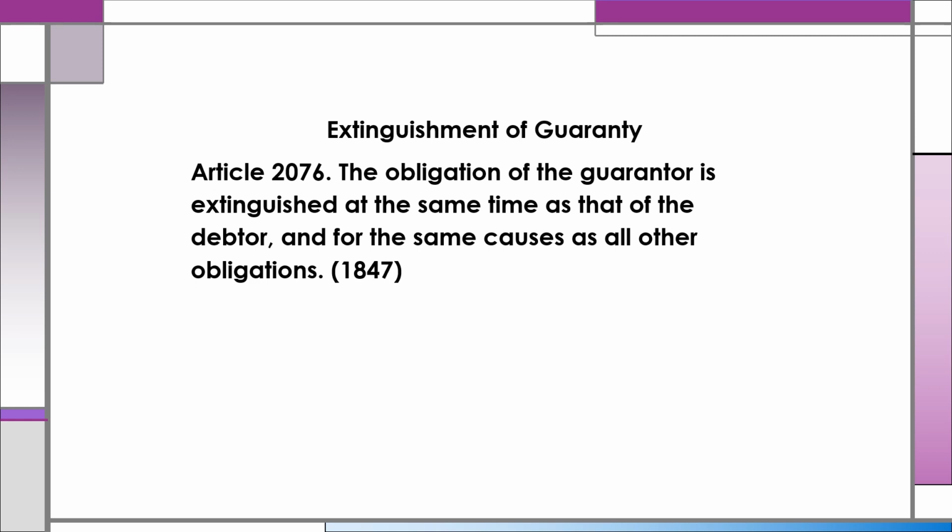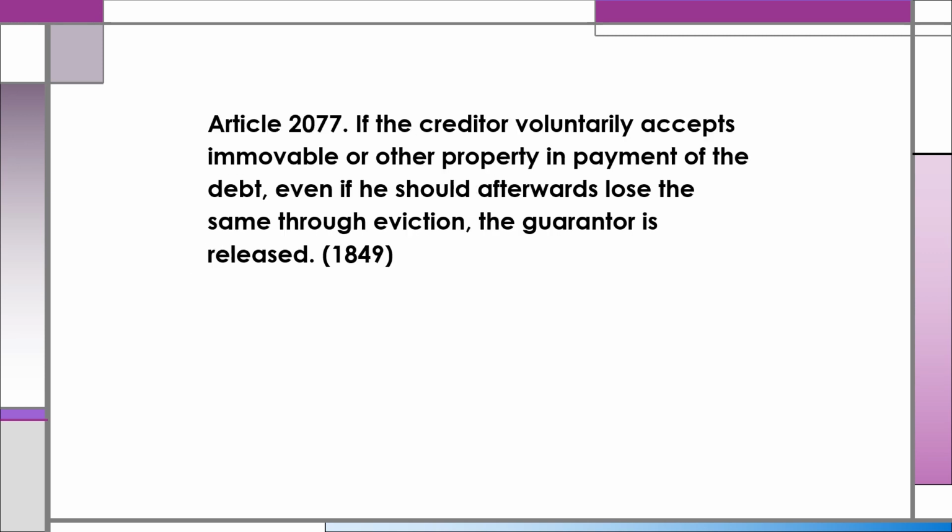So the other ways of extinguishing an obligation under the law are loss of the thing due, condonation or remission of the debt, confusion or merger of the rights of the creditor and debtor, compensation, and novation. Article 2077. If the creditor voluntarily accepts immovable or other property in payment of the debt, even if he should afterwards lose the same through eviction, the guarantor is released.